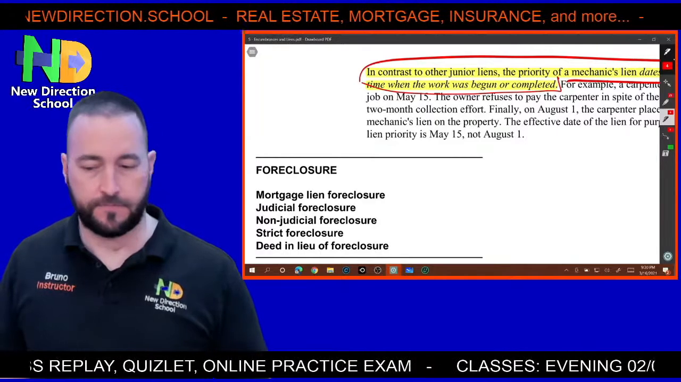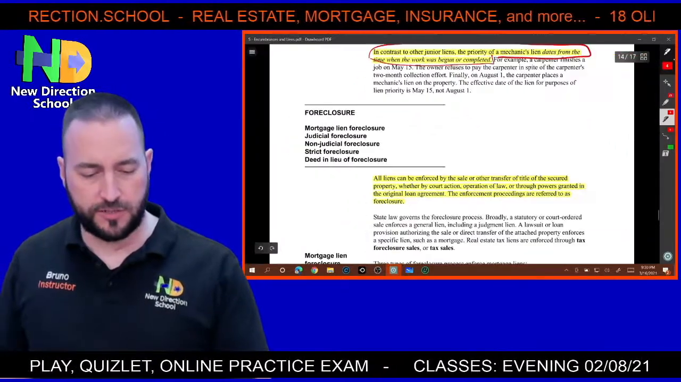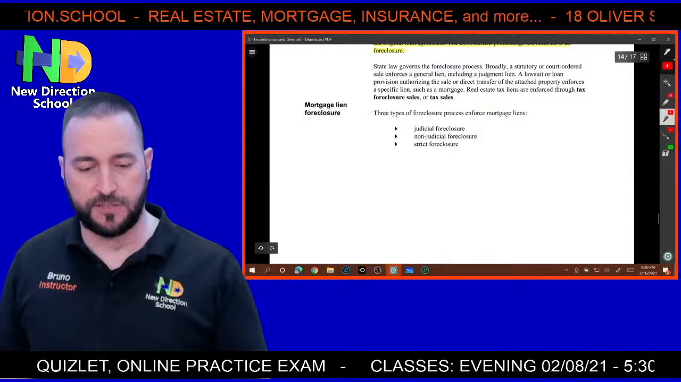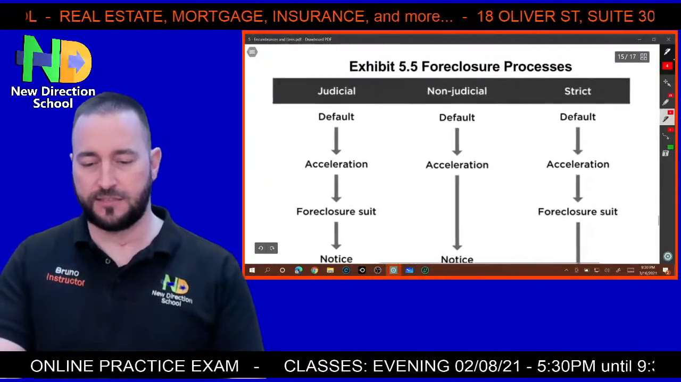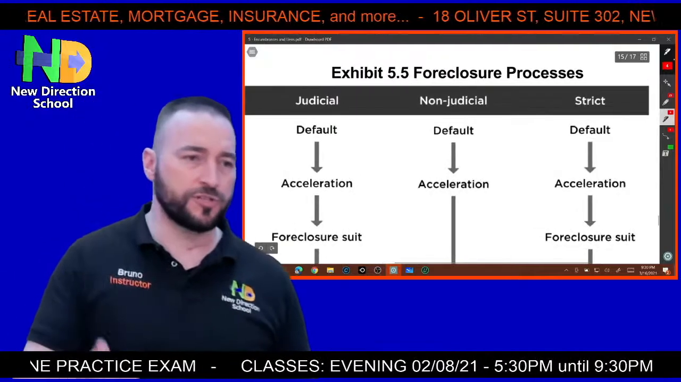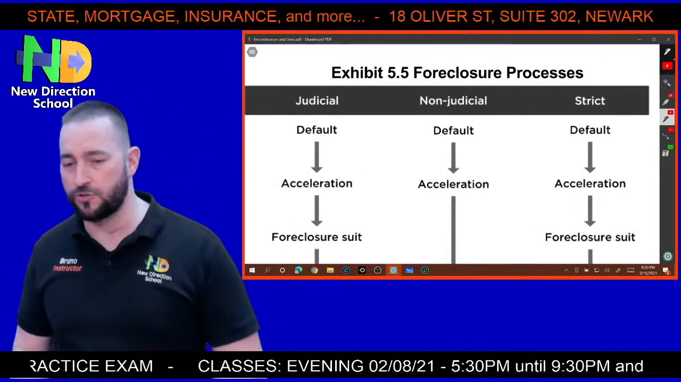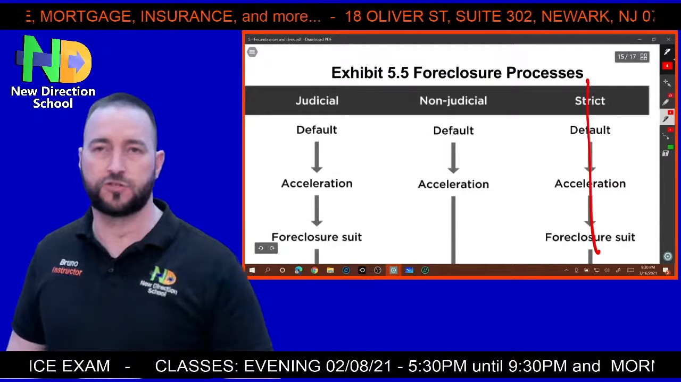Right? And foreclosure, we're going to talk about it better in a different chapter as well, but there's different types of foreclosure. Here's the foreclosure process, just so you guys understand. There's judicial foreclosure, there's non-judicial foreclosure. I'm going to skip strict foreclosure for now.